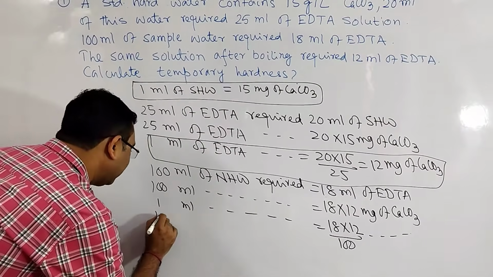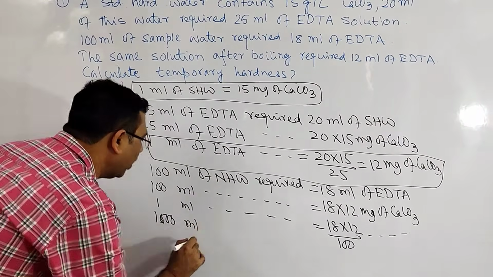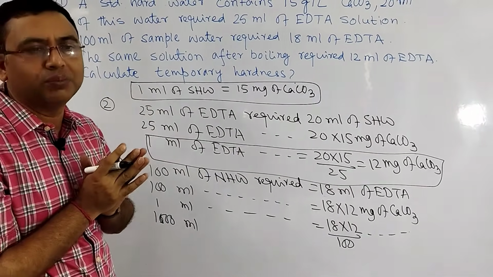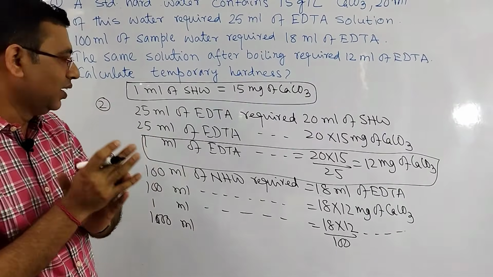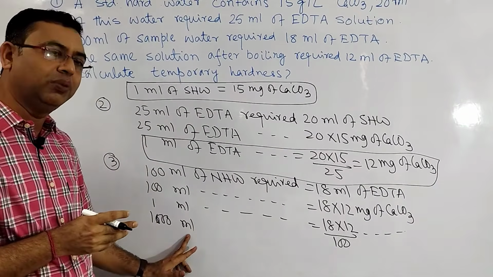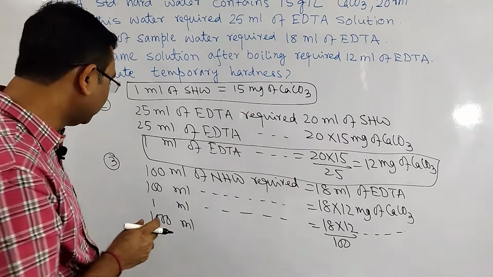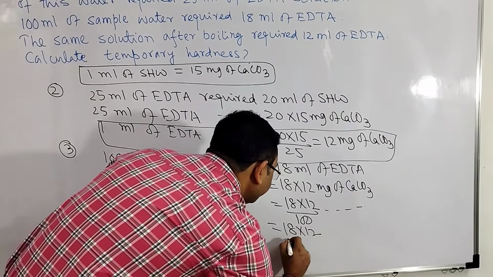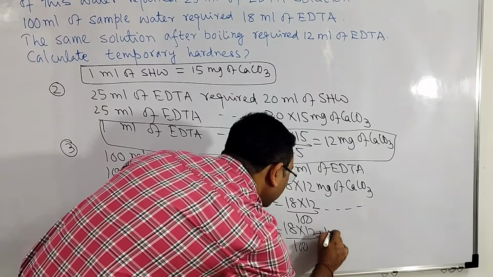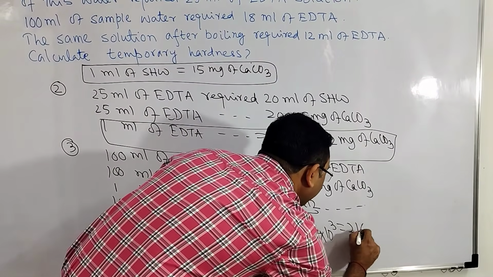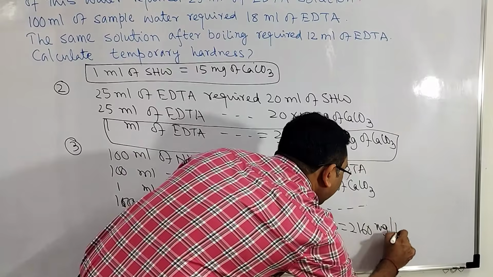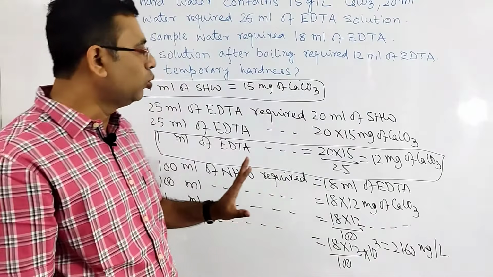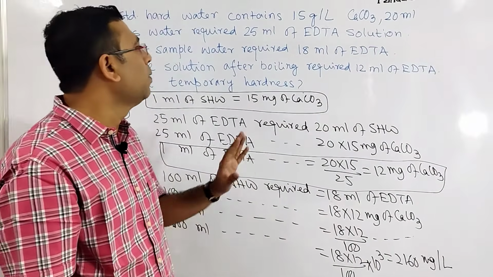Now why did I write 1000? Because our unit of hardness is milligram per liter, and 1 liter means 1000 ml. That is the reason we calculate for 1000. So 1000 ml of hard water contains 18 into 12 by 100 into 1000, which equals 2160 milligram per liter. So this is the total hardness. The total hardness is 2160 milligram per liter.